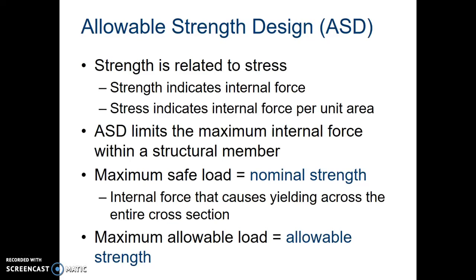And in ASD, the maximum safe load is referred to as the nominal strength of a member. You're going to hear me mention that in following videos. The nominal strength is the internal load that causes yielding stress across the entire cross-section of the member. Allowable strength is the maximum internal force that can be induced in a member based on design loads.